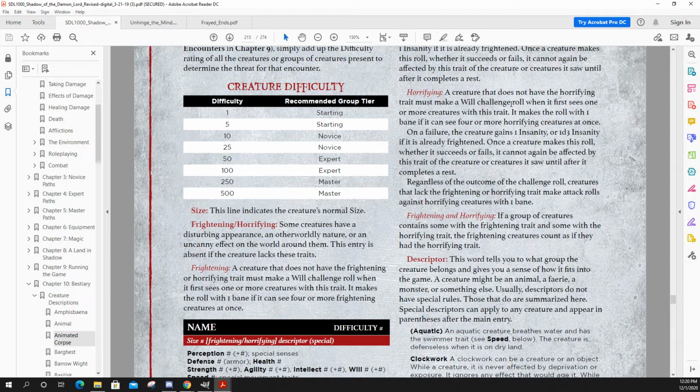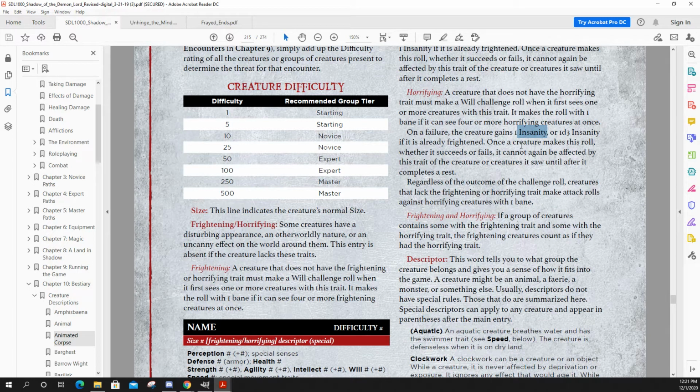The roll is made with 1 bane against 4 or more horrifying creatures at once. So that's the same as frightening. On a failure, however, a character will gain 1 insanity, or 1d3 insanity if it's already frightened. So a frightened character that sees a horrifying creature and fails its will challenge roll will gain 1d3 insanity. Otherwise, a non-frightened character failing its will challenge roll against a horrifying creature will gain 1 insanity.